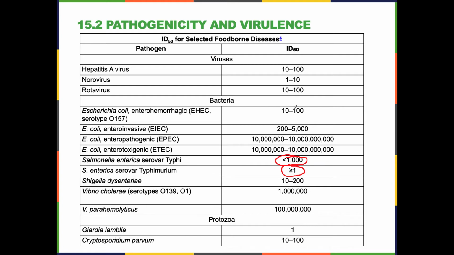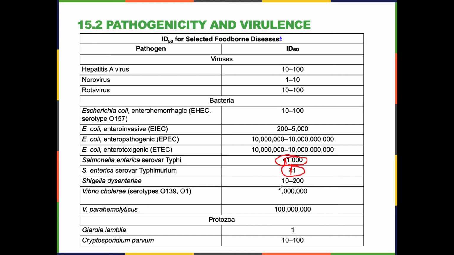If you said Typhimurium, you would be correct. So let's think about what this number means. We'll keep it simple and ignore ranges. So 1 versus 1,000. This means that one single cell of this Typhimurium serovar can cause disease in about 50% of the population, whereas it takes 1,000 of the Typhi serovar to cause disease in 50%. So it takes a lot more of the Typhi serovar to cause disease, so the Typhimurium strain is more virulent.